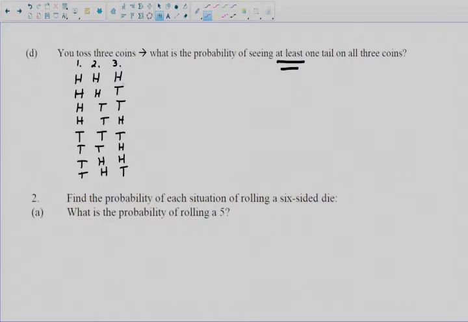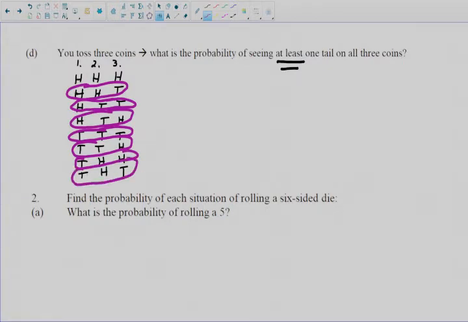Well, what we're going to do is we're going to circle every row that has at least one tail. So this row has at least one. This one has at least one. It has 2, but it has at least one. This one has at least one. This one. This one. And in fact, all of the rest all the way down. So we have 1, 2, 3, 4, 5, 6, 7. So the probability of at least one tail is equal to 7 out of 8.